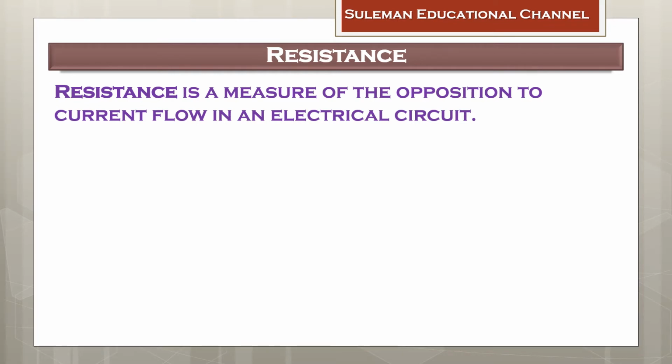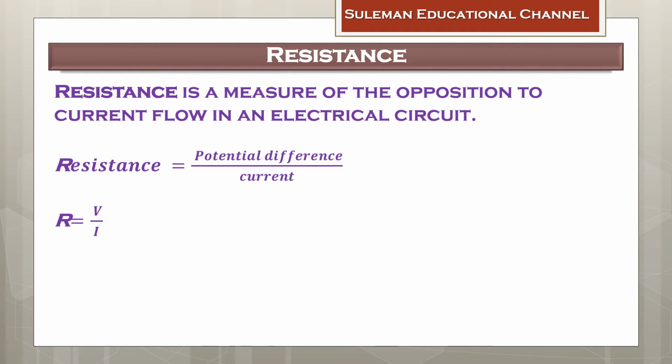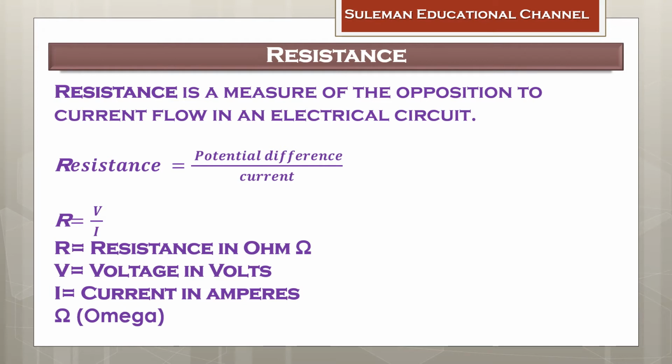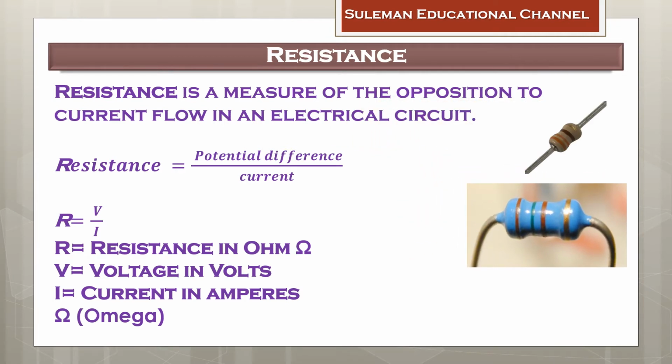The formula of resistance is potential difference divided by current. It is represented by the formula R equal to V divided by I, where R is the resistance in ohm, V is the potential difference in volt, and I is the current in ampere. The unit of resistance is ohm and is represented by the symbol omega, which is the Greek symbol. The resistor looks like this as shown in the diagram, and the symbol of resistance which is used is shown in this diagram.